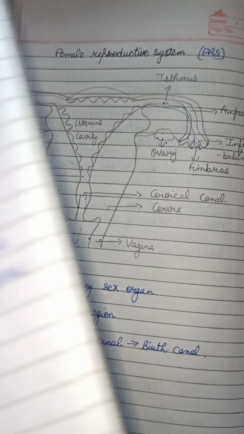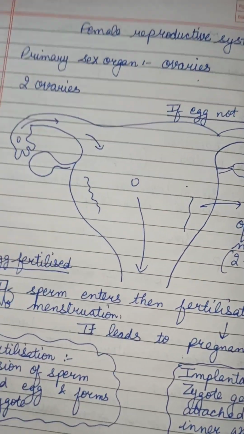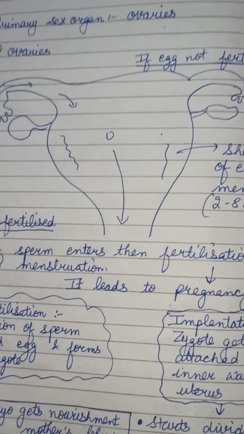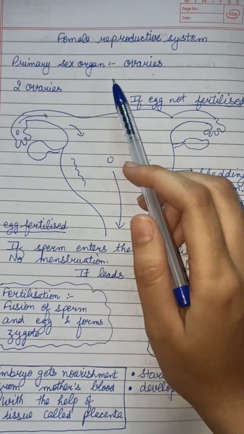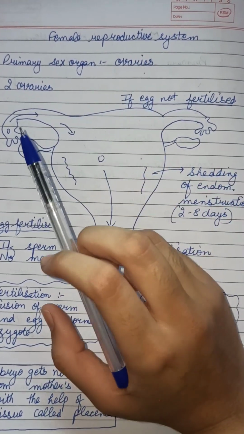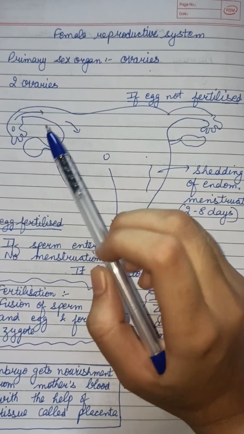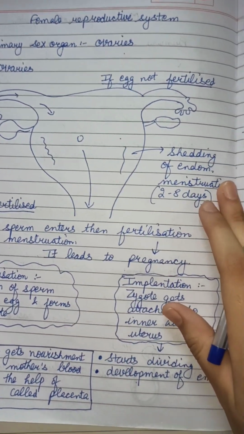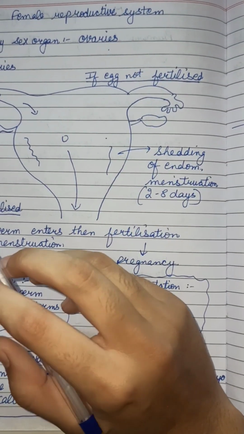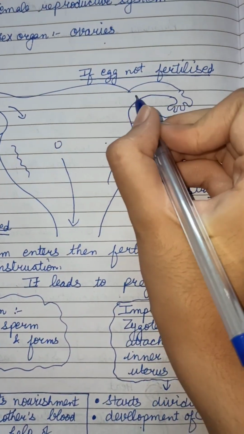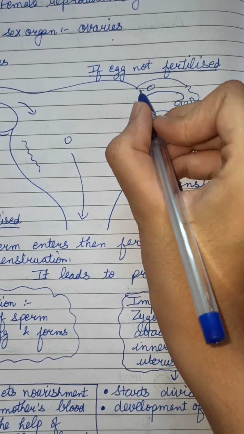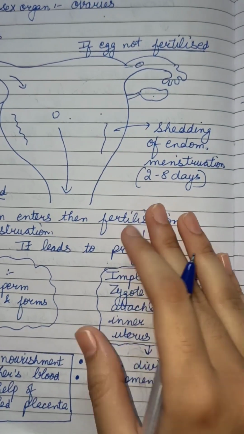So next we will study in detail that what happens if egg is fertilized or not fertilized. So as we know that primary sex organ is our ovary. Now there are two ovaries. Firstly, if egg is not fertilized, now this is our fimbrae. These collect egg and transport egg here. Now egg comes here. Now what happens?